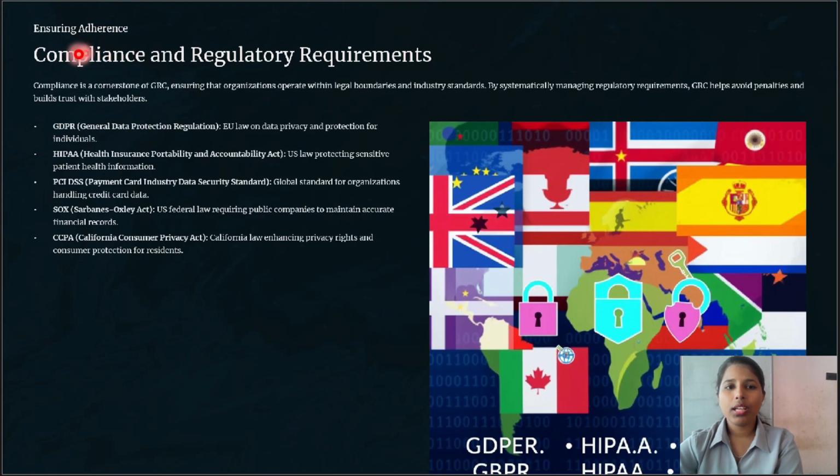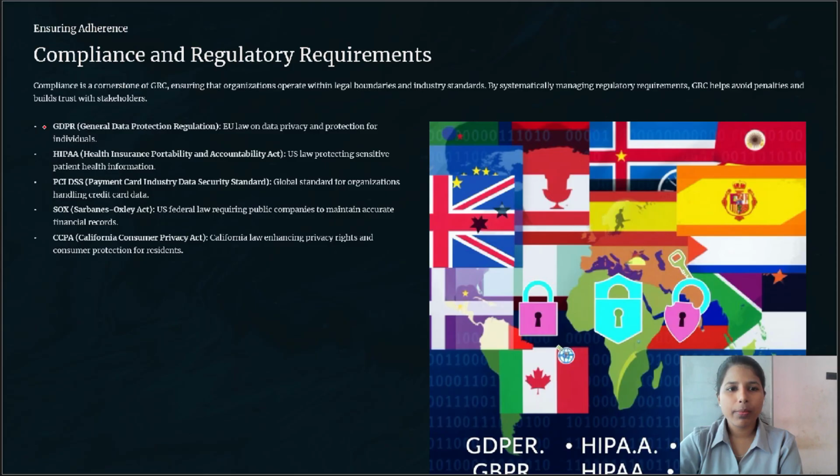Now we can look at the compliance and regulatory requirements. Compliance, as I mentioned before, means following the law or legal boundaries and industry standards. GRC systematically manages regulatory requirements to avoid penalties and build trust with stakeholders. If you don't follow them, there will be legal punishment. If you follow them, that will help us build trust with stakeholders. Let's look at some regulatory requirements, which means laws we have to follow, and what can happen if we don't.